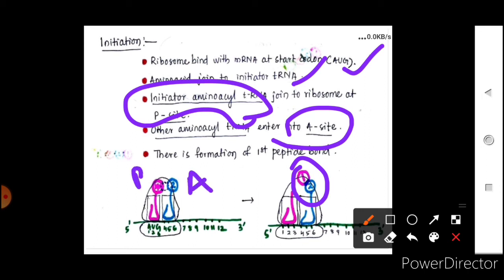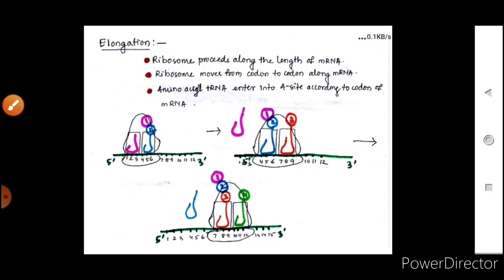Okay, so now it is coming here and the bond is forming here. Okay, now elongation is nothing but the elongation of the polypeptide chain. So the ribosome will proceed along the length of the messenger RNA. The ribosome will move from codon to codon along the messenger RNA, and aminoacyl tRNAs will enter into the A site according to the codon of the messenger RNA.